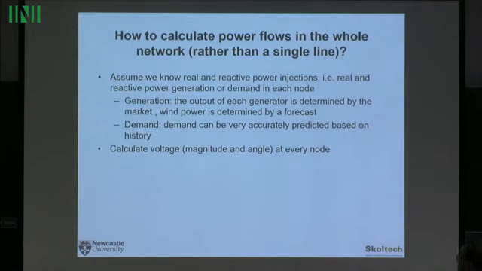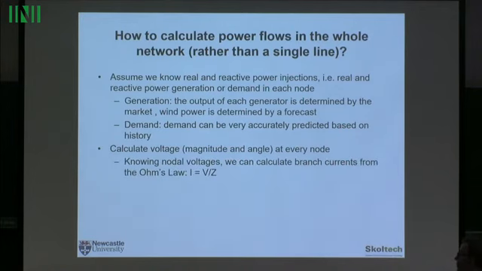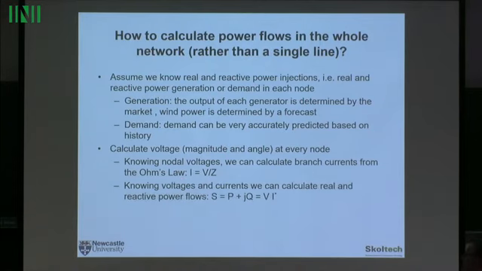The question is, we want to calculate the power flows, but first we calculate the voltages, magnitude and angle, at every node, because if we know the voltage magnitude and angle at every node, we can calculate the current: the difference in the voltages divided by the impedance. And if you know voltage and current, by multiplying voltages by complex conjugate currents, we can calculate real and reactive power. So this is the general framework.